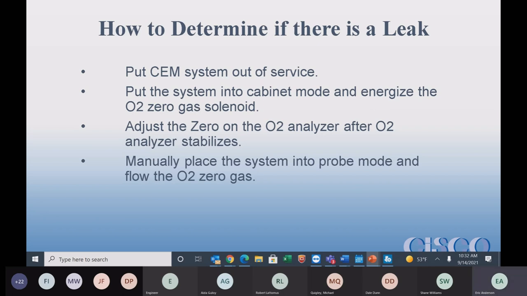Then we're going to manually place the system in the probe mode with the cali cabinet valve and flow the zero gas.